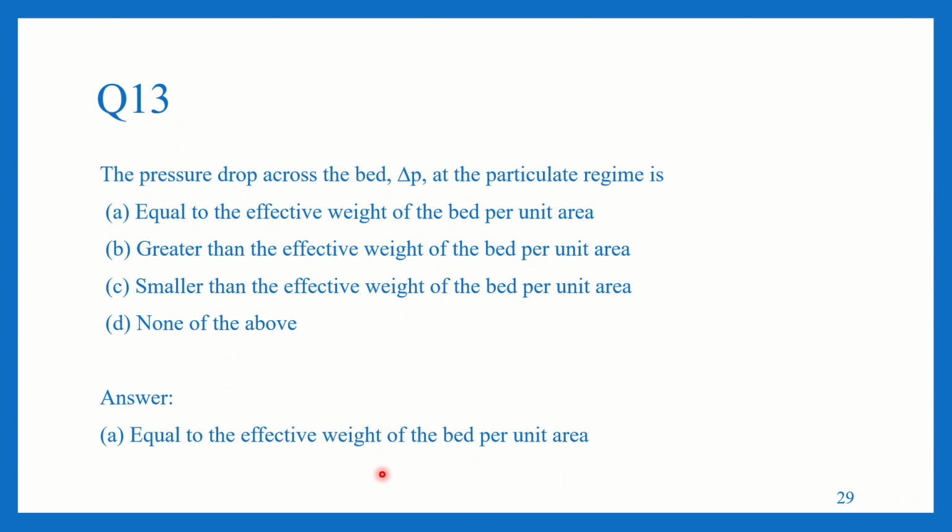So at that point what happens is that the drag force experienced by the particles would be equal to the gravitational pull acting on the particles. So the pressure drop is equal to the effective weight of the bed, that is together with the particle and the fluid per unit area. So it is equal, not greater or not smaller. So the answer is option A.